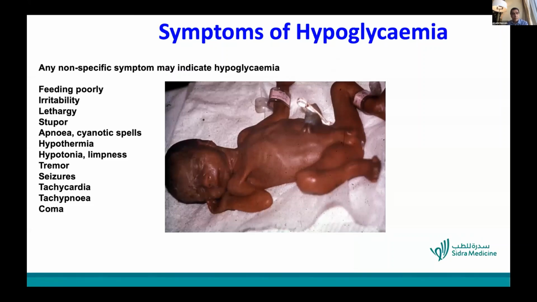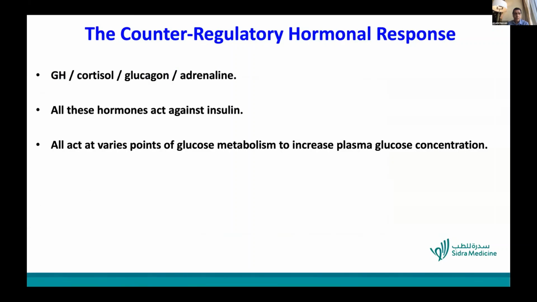Now, it's very important to understand that there are many different symptoms of hypoglycemia. I've just put up a few of the symptoms there, but you can have a baby that's just poorly feeding to a baby that suddenly goes into coma. And this is the extreme symptom of hypoglycemia. So the key message on this slide is that any baby with any symptom must have their blood glucose concentration checked.